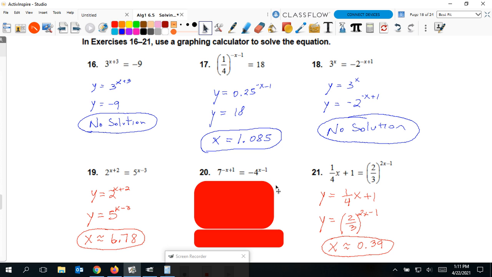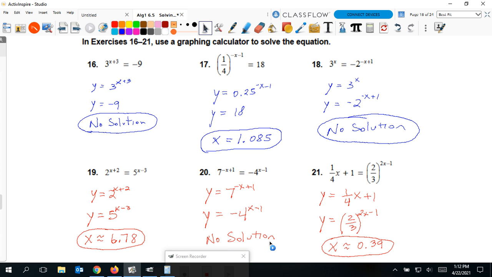And for number 20, again, each one of these is going to be put in on the calculator. And for this one, again, there's no solution. They do not touch. These two graphs did not touch each other, so there's no solution for number 20. All right, we have just one more problem to look at. That's 22. Let's take a look at number 22.